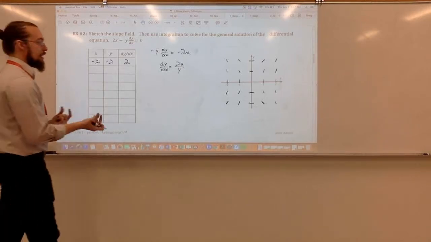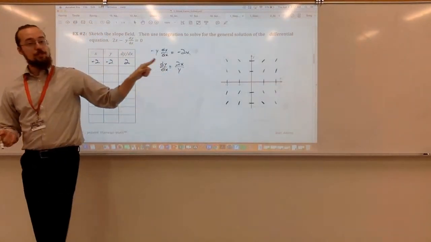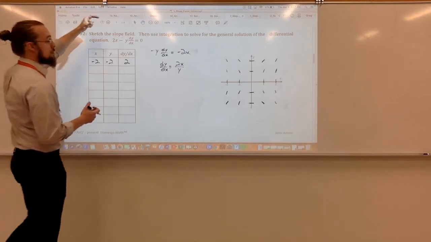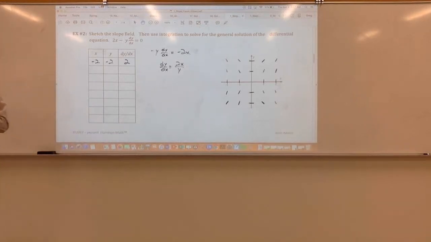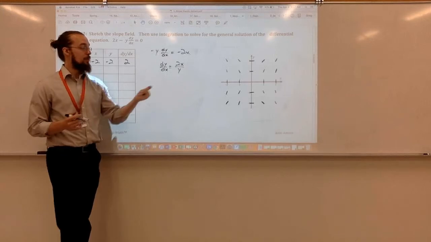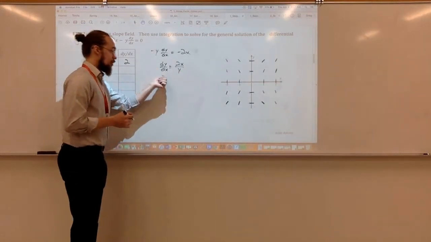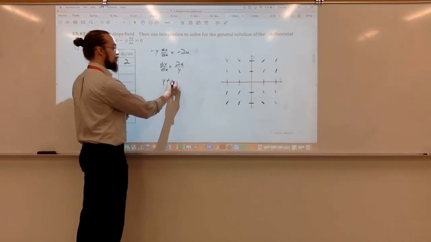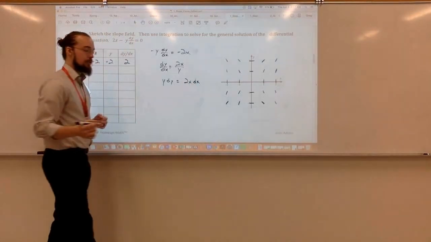Now, the next thing that we want to look at is solving this differential equation. Just like we did in the first example, we want to separate the variables. There's a little bit more to it now because we have a y. So I'm going to multiply this y over, and I'm going to multiply the dx over. So what we would end up with is y dy equals 2x dx.